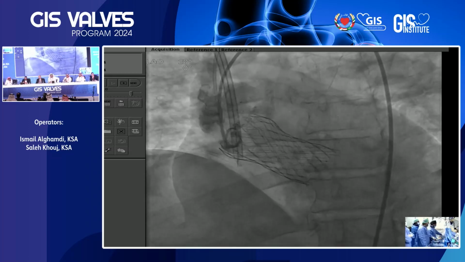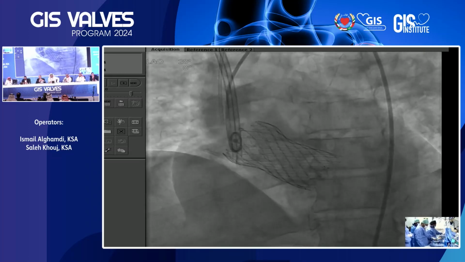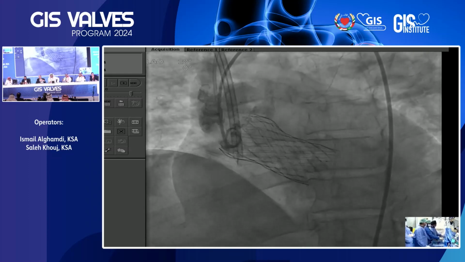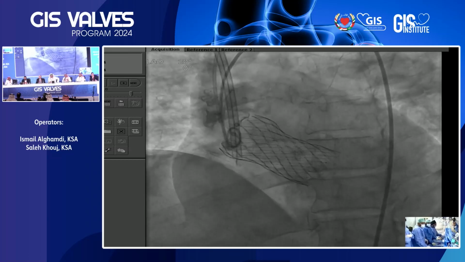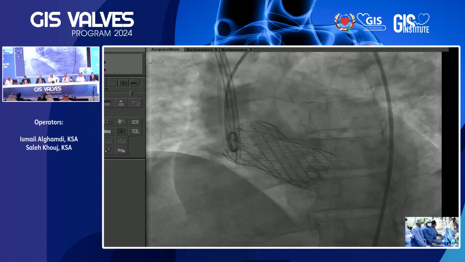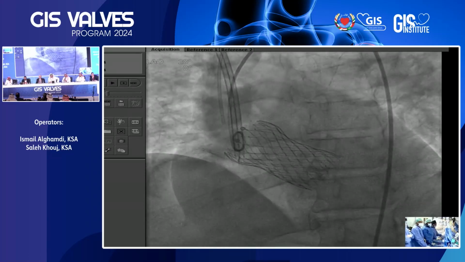In this situation, should you be okay with the valve sitting like this? Remember, the determinant of the size here was the intercommissural distance above. So there is a force exerted at the level above the annulus. So even though it's slightly high, you're still going to have a stable valve because at the intercommissural distance, you still have this radial force on it.